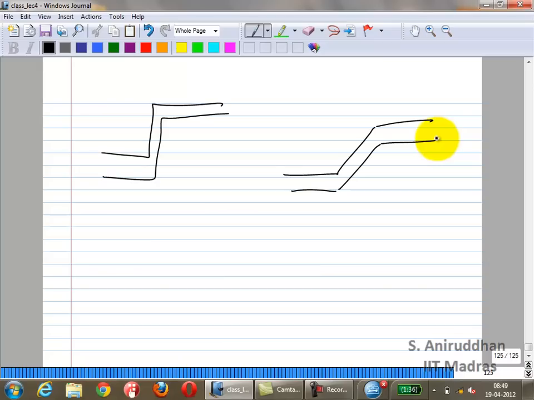Sharp corners would be a problem. In what way? Yes, sharp corners would be a problem. So if you have a large current flowing through this, you would have current crowding here along the corners, right?